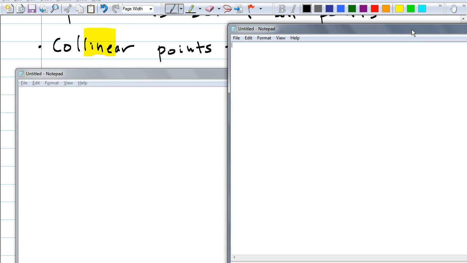Second term we're going to define is collinear points. What are collinear points? Hint, hint, look at what's highlighted. What word do you see in collinear? Line, okay? So anybody have any guess? You kind of learned this already. Didn't you guys learn this in intro? If you think back.